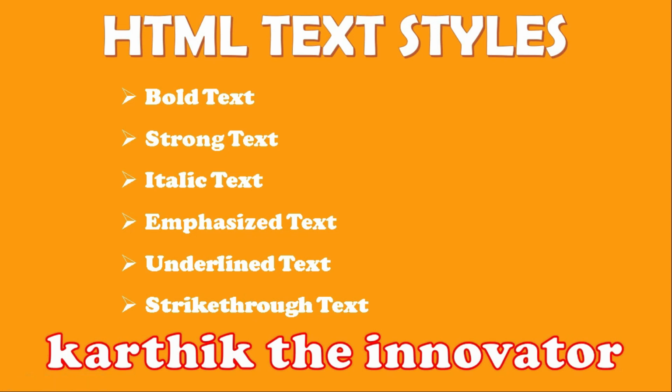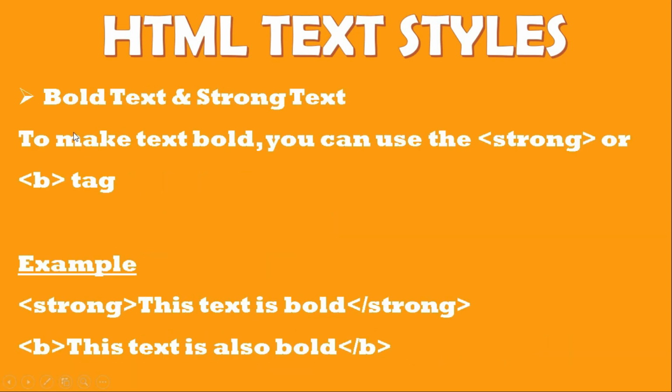The first is the bold text and strong text. To make text bold, you can either use the strong tag or the B tag. Both are the same. Both serve the same purpose. For example, you can use the strong tag to make a text bold, or else you can use the B tag, that is a bold tag, to make a text bold.